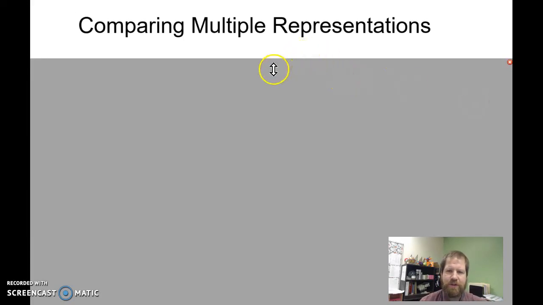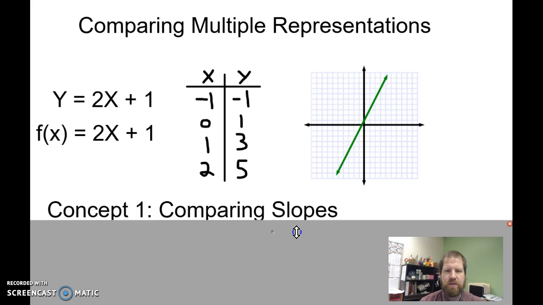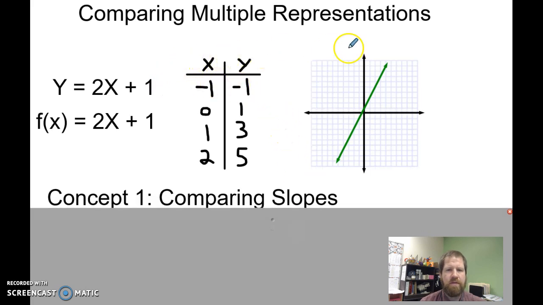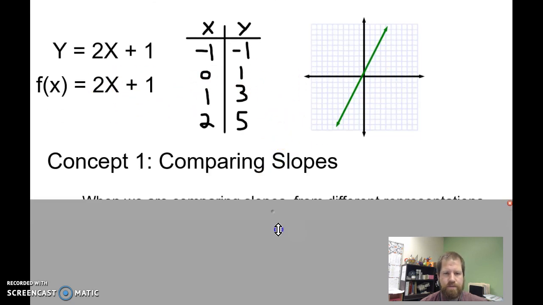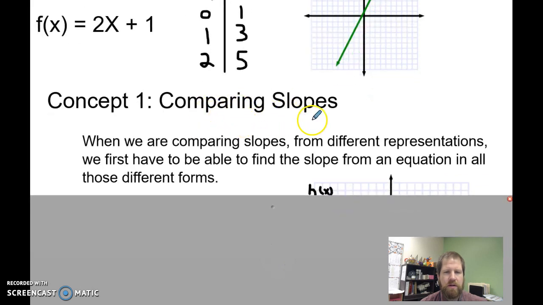Comparing multiple representations. What we're talking about with those are different representations of linear equations or linear functions. We have our function as an equation, written out, and we're going to keep those in slope-intercept form. Makes it really nice and easy for us to use them. We also can represent them as a table or as a graph. What we're going to do with these different types of representations is compare them. And our first concept is about comparing their slopes.